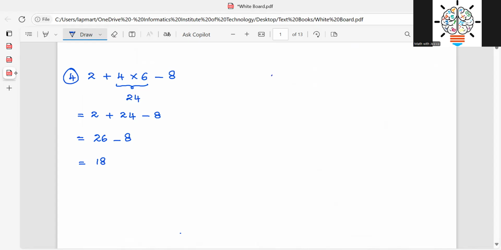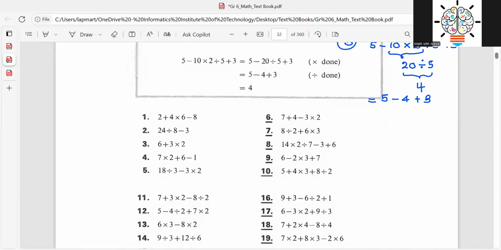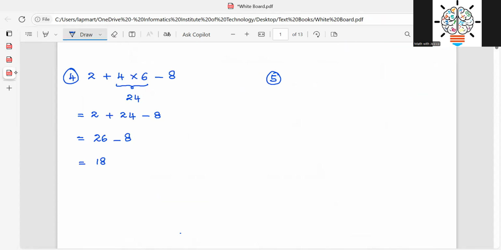I'll do another one. Look at example 5, children. 24 divided by 8 minus 3. What should I do first? I do 24 divided by 8, so 3, then 3 minus 3, the answer is 0. So these things you can just write without the equals sign because you had only 2 math operations.